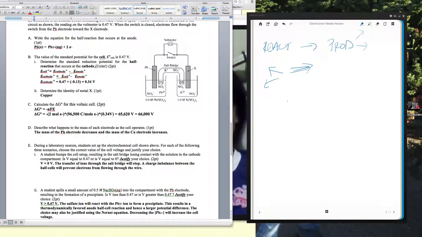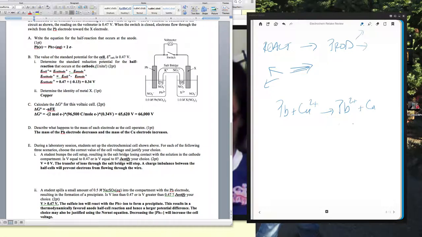Wait, which one was this? This is the one where, if something was spilled and you got a precipitate in one of the compartments. Here, let me show you what this should look like. If this was Pb plus Cu2+ goes to Pb2+ plus Cu, okay? So there's your reaction.